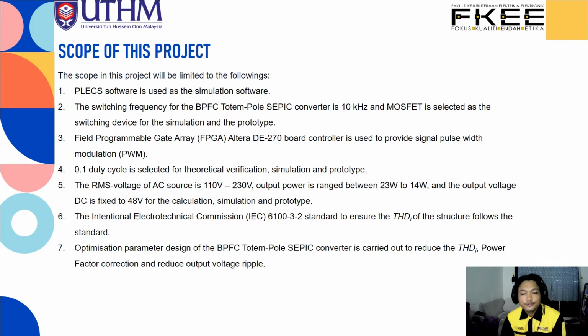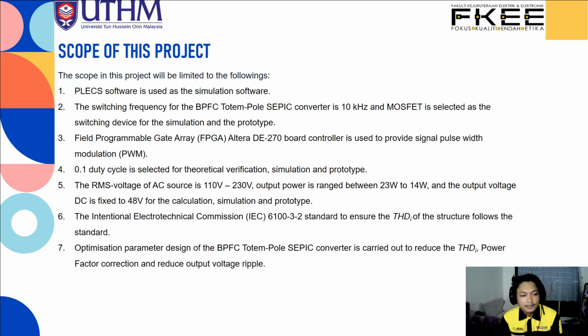Okay, next, the scope of this project. The first one is that PLECS software is used as the simulation software. The second one is the switching frequency for the BPFC totem pole Sepic converter is 10 kHz, and the MOSFET is selected as the switching device for the simulation and the prototype. Next, the field programmable gate array FPGA Altera DE2-70 board controller is used to provide the pulse width modulation PWM signal. A 0.1 duty cycle is selected for the theoretical verification, simulation, and the prototype.